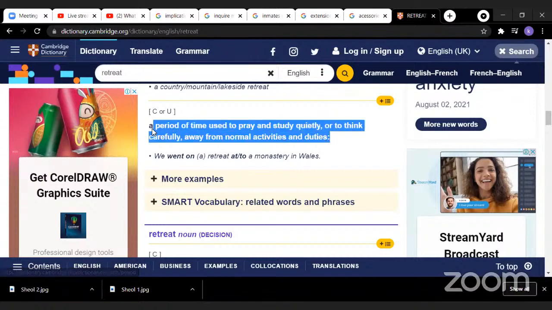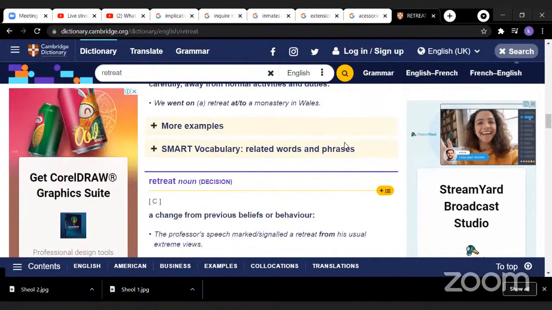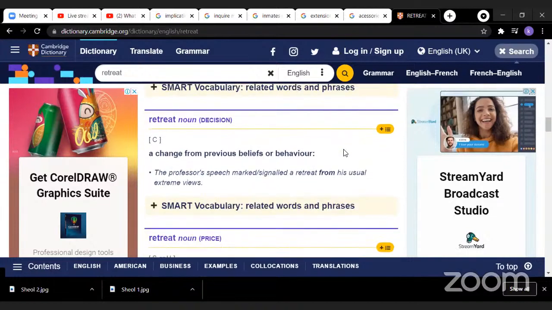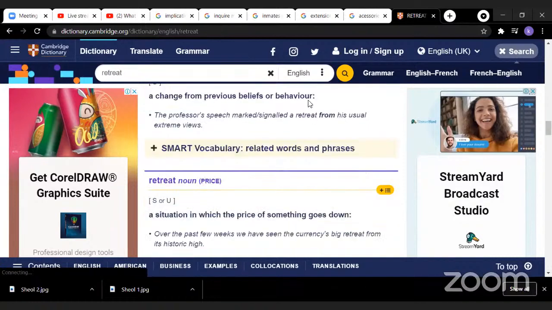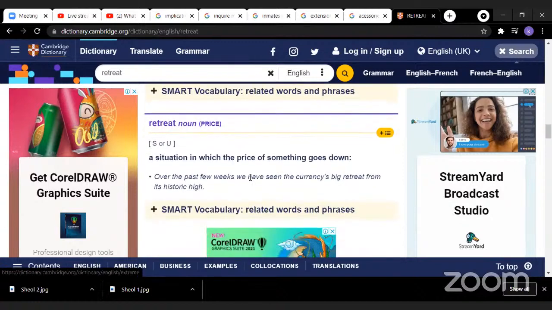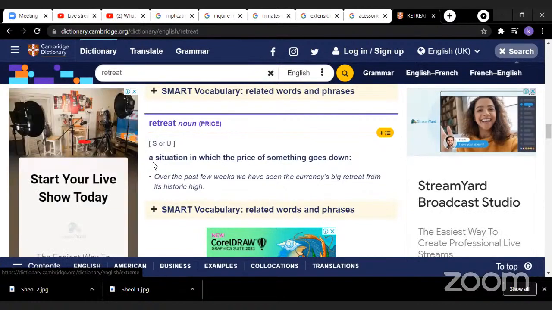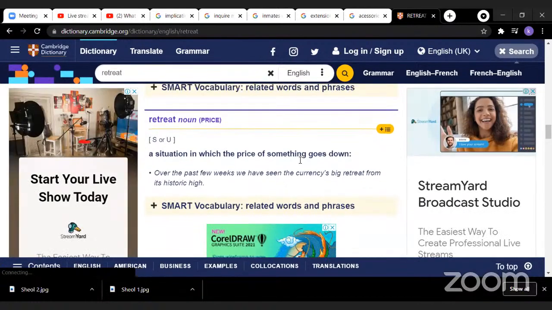So this might also have some relationship to the contract, right? I mean, if we want to try to work with it like that. Next definition, retreat as a noun, a change from previous beliefs or behavior. So you were not following the instructions. Now it's taken away from you, right? Where your life is taken away from you. That's a blunt change in your behavior. So let's see, retreat as a noun, continued, a situation in which the price of something goes down.